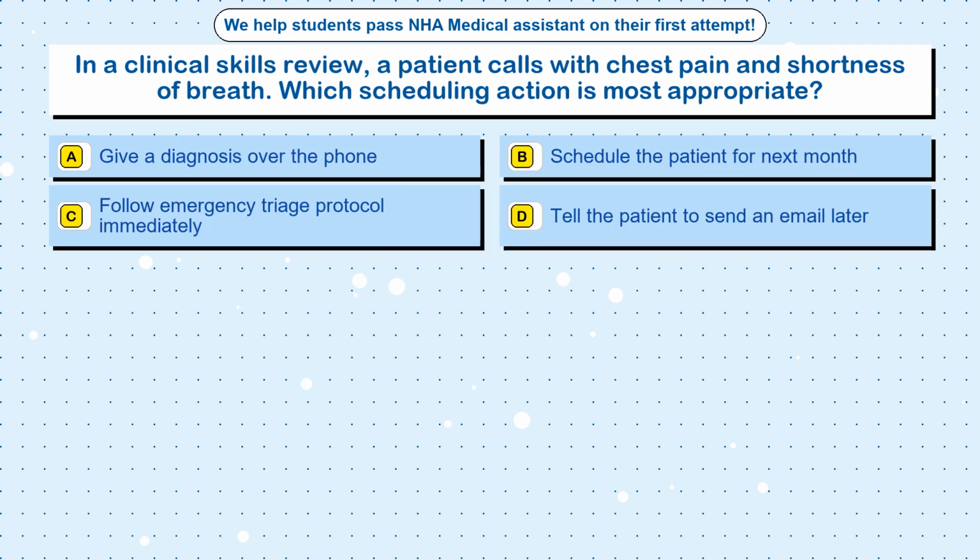Question 2. In a clinical skills review, a patient calls with chest pain and shortness of breath. Which scheduling action is most appropriate? Option A. Give a diagnosis over the phone. Option B. Schedule the patient for next month. Option C. Follow emergency triage protocol immediately. Option D. Tell the patient to send an email later.